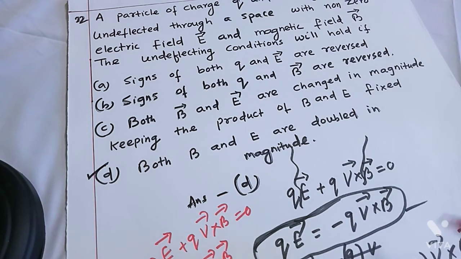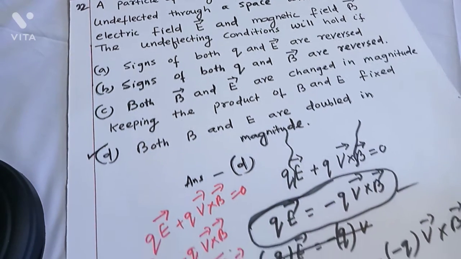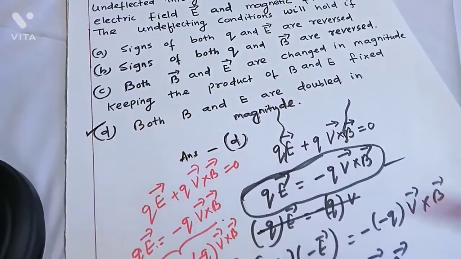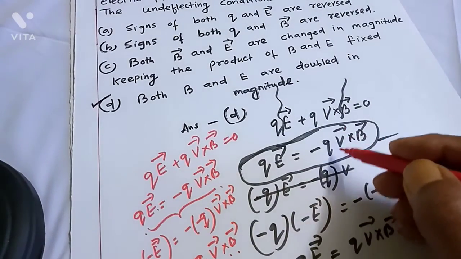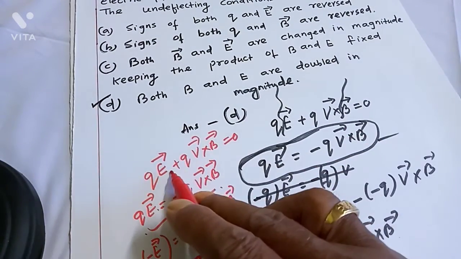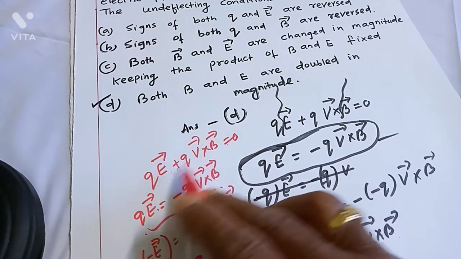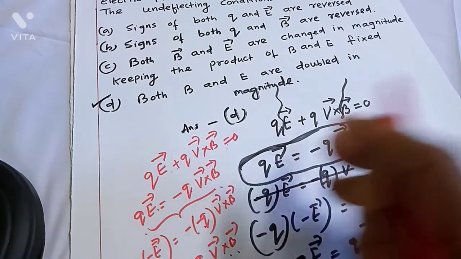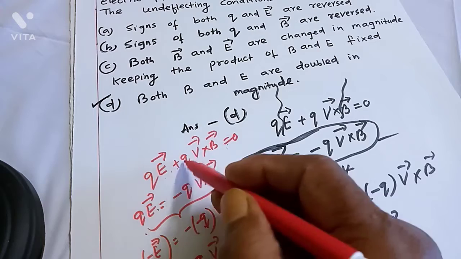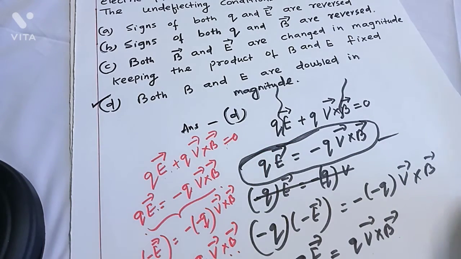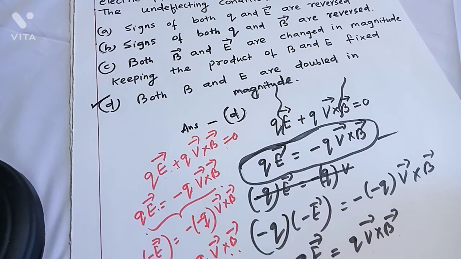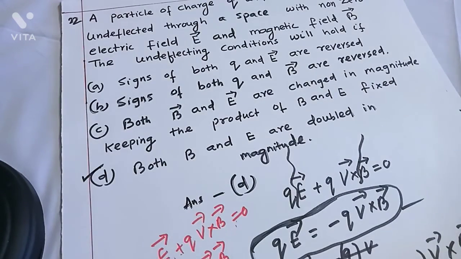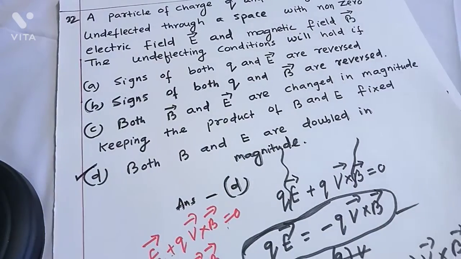So same conclusion. It is possible only when B and E are doubled. If B and E are doubled, the magnitude gets doubled without changing direction, and the charge passes undeflected, because taking 2 common, the 2 gets cancelled. So the condition QE plus Q V cross B for the charge to pass undeflected will not be affected. So the correct answer is D, that is both B and E are doubled in magnitude.